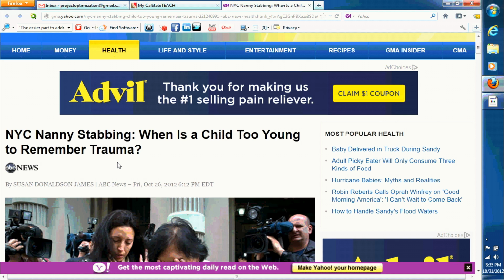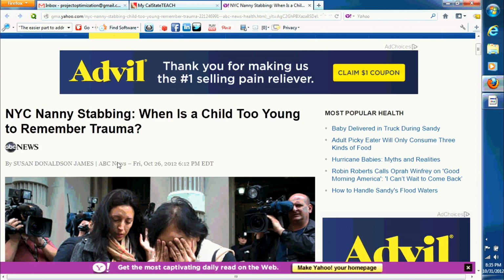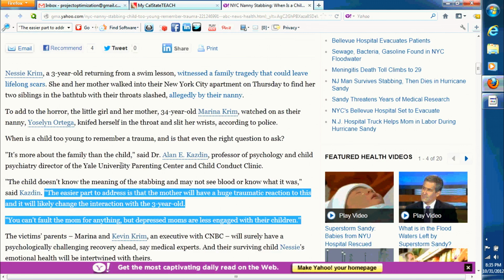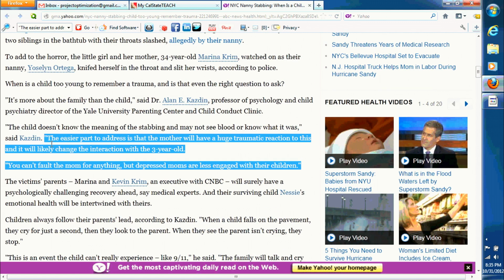Now, I don't want to focus too much on that. There's only one small part that I want to focus on, and in the article it's about 13 lines down. I'll start off right now. Okay. So the easier part to address is that the mother will have a huge traumatic reaction to this, and it will likely change the interaction with the 3-year-old. You can't fault the mom for anything, but depressed moms are less engaged with their children.